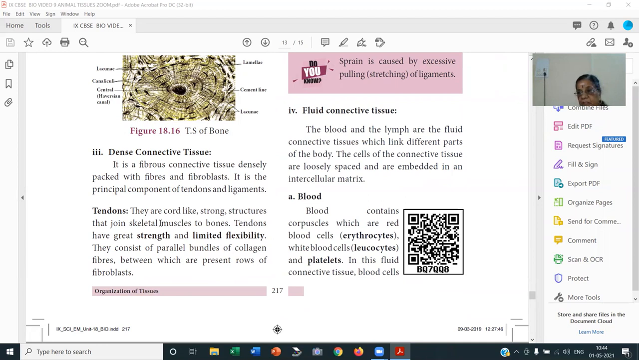Always remember tendons in the triceps, biceps. Tendons have great strength and limited flexibility. They consist of parallel bundles of collagen fibers which are present between rows of fibroblasts.